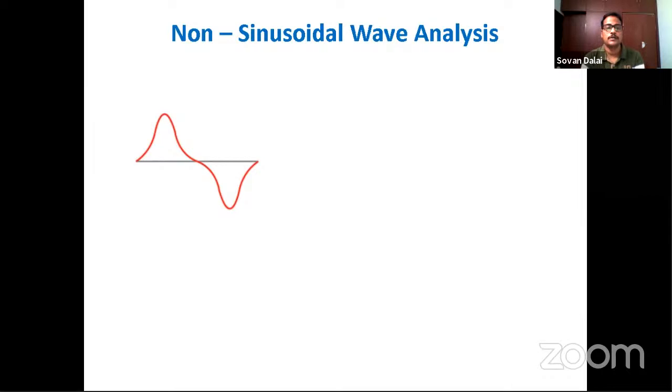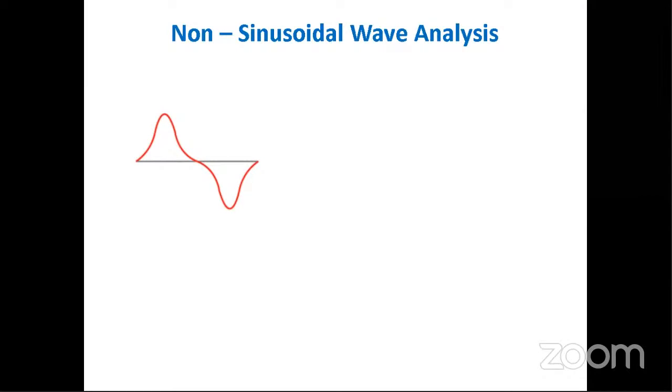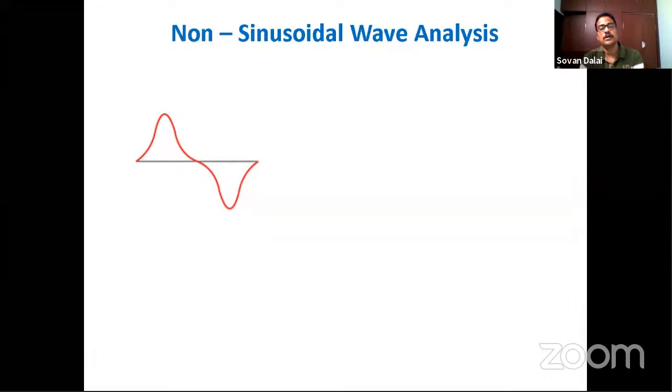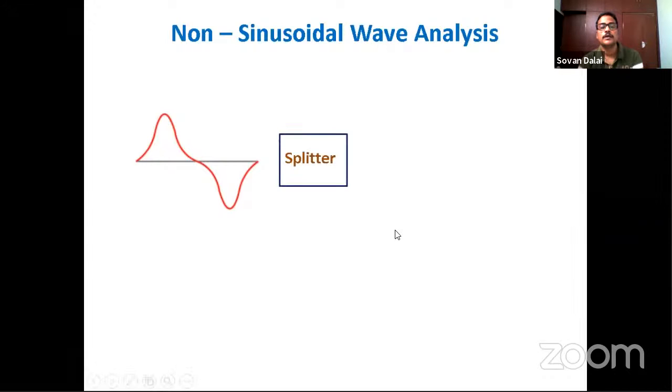Now, this slide is showing a waveform, and you can easily identify that it does not look like a pure sinusoid. If it is not a pure sinusoid, then definitely we have a question in our mind: what are the components present in this waveform? Suppose there is a device called the splitter. Think of the splitter as a device which can predict how this waveform is created, or what other waveforms are present in this particular waveform. This is the type of device we call a splitter.